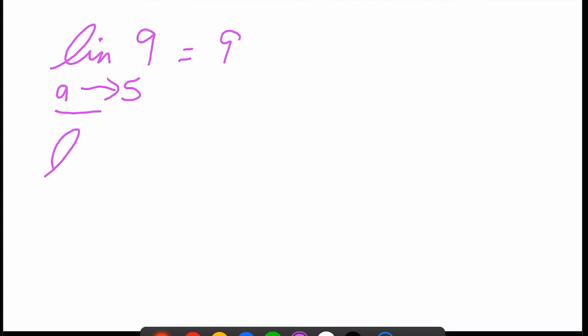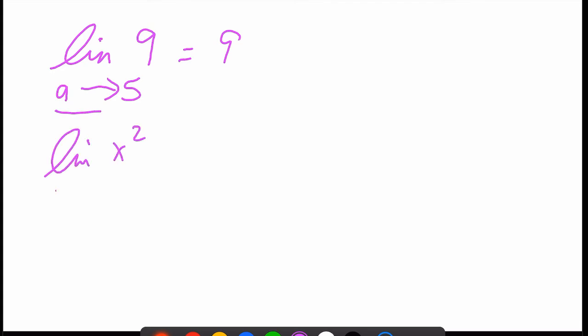Okay? So, let's try some things. If I say the limit of 9 as a goes to 5, well, that's still 9. No matter what happens to a, it doesn't affect the value of 9. 9 is still 9. Yes? 9 is always 9. There's no a or x in there, right?